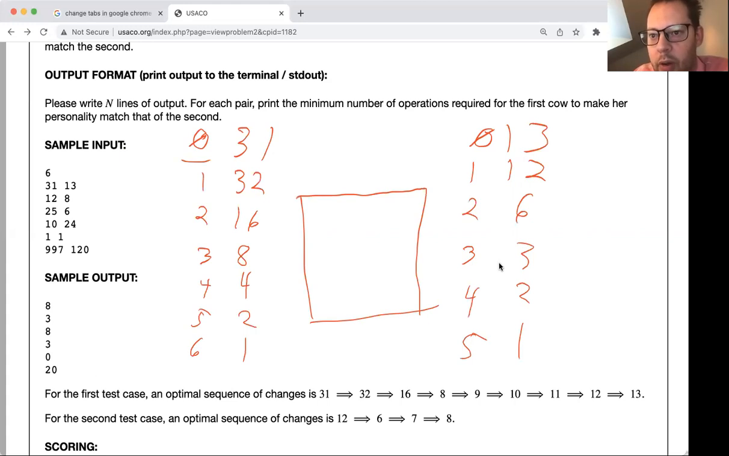For 0, 0 can't get to anything. 1 can't get to anything. 2 is 16. I can go from 2. No, I can't get there either. 2 doesn't go anywhere. Let's start with index 3 then.